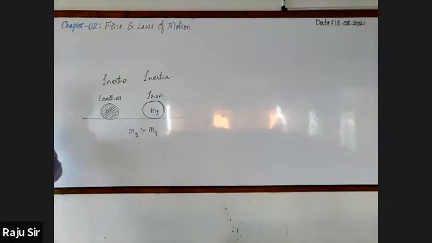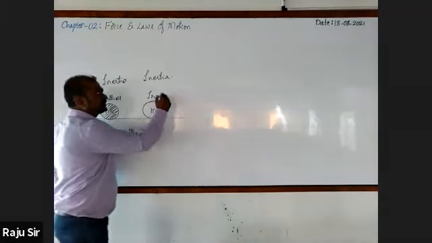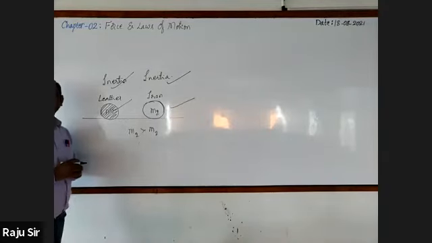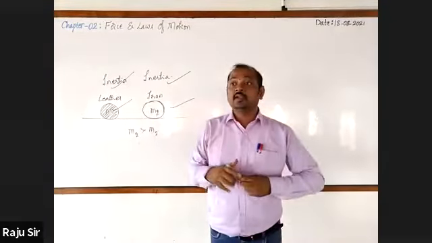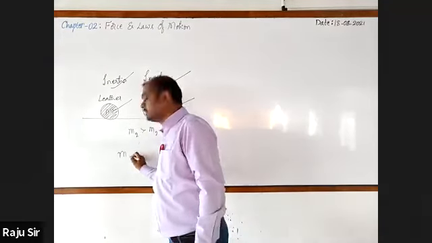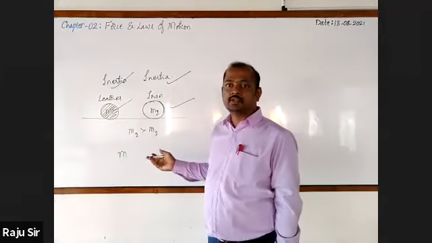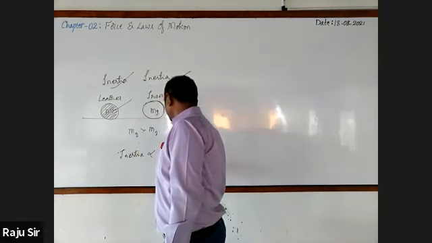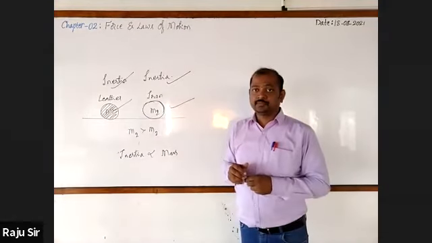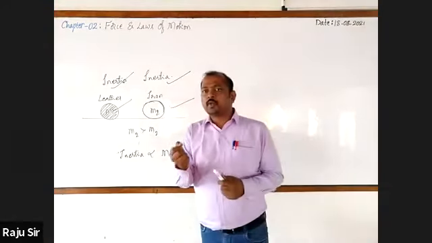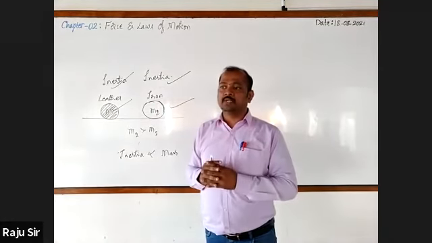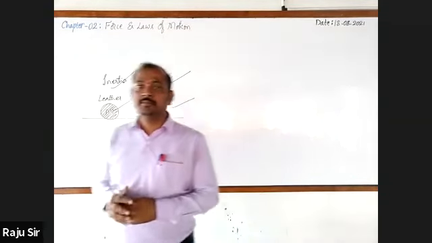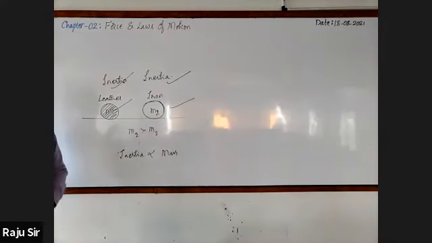More inertia, iron. Is there any relationship between inertia and mass? Directly proportional, sir. Directly proportional, which means as the mass increases, inertia also increases. Inertia is directly proportional to mass. And we also know that the minimum force required to displace an object is called, what is that? That is 1 Newton.